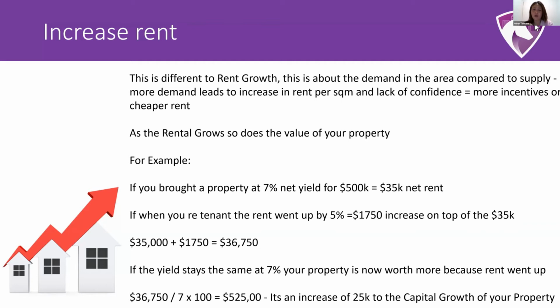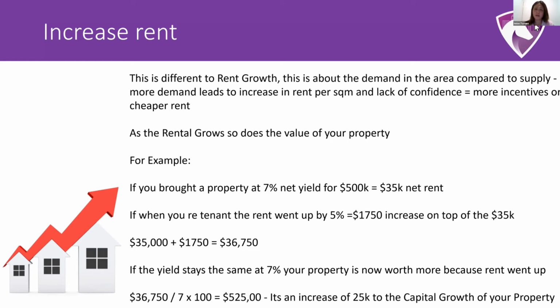Now, when you go to re-tenant or when you go to market and you do a market appraisal, just like you would do in residential, the agent says, look, there's a 5% increase in the rent. So the rent is going up by 5%. Now that on $35,000 is $1,750. So not a huge increase in the scope of things. If you look at it on a monthly basis, it's about $150 a month. So it works out to be about $40 a week or something like that.